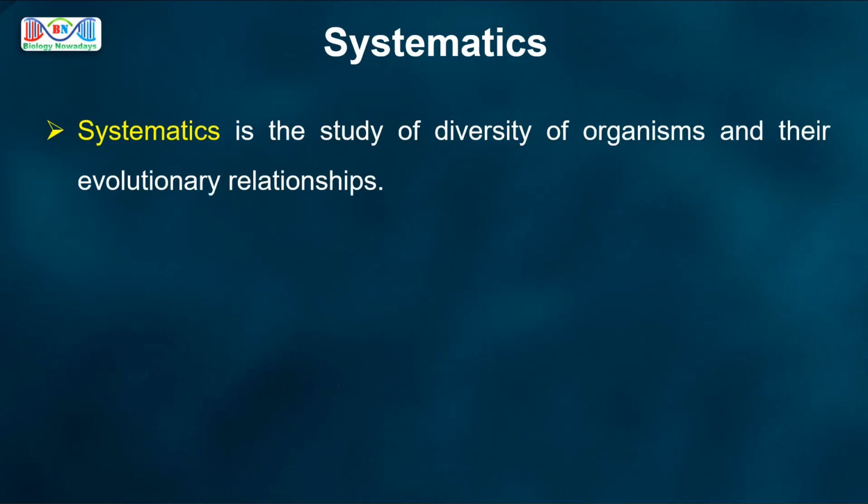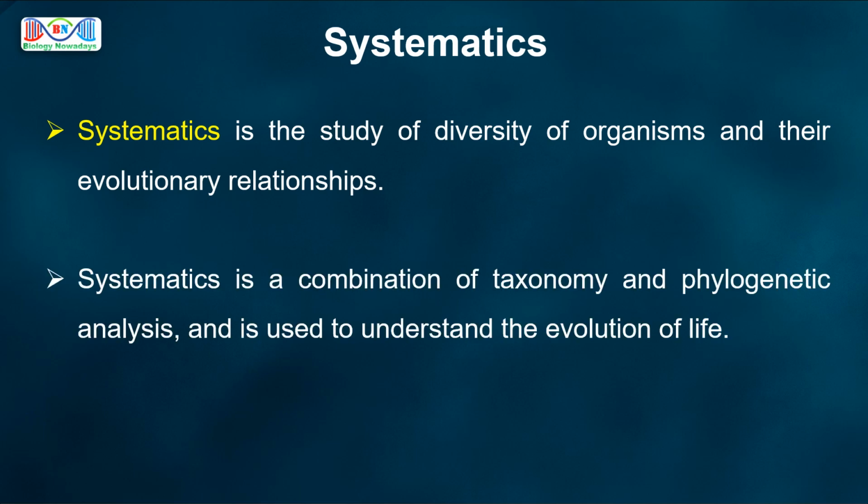You should also know that there is a branch of biology called systematics. Systematics is the study of diversity of organisms and their evolutionary relationships. Systematics is a combination of taxonomy and phylogenetic analysis and is used to understand the evolution of life. The word systematics is derived from the Latin word systema, which means systematic arrangement of organisms.